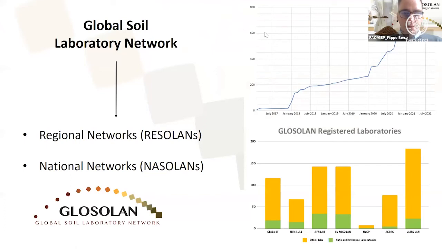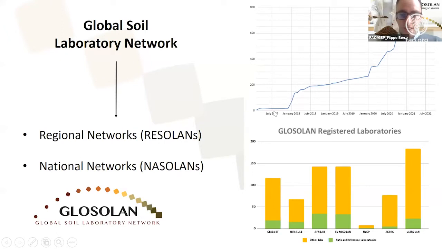GLOSOLAN organized this session, and the aim of GLOSOLAN is to group soil laboratories worldwide and work together on several activities: the harmonization of standards and protocols, organization of online trainings, activities on internal and external quality control, like proficiency tests, for instance. And GLOSOLAN is structured in regional and national networks that are called RESOLAN, so regional soil laboratory networks, and national soil laboratory networks.